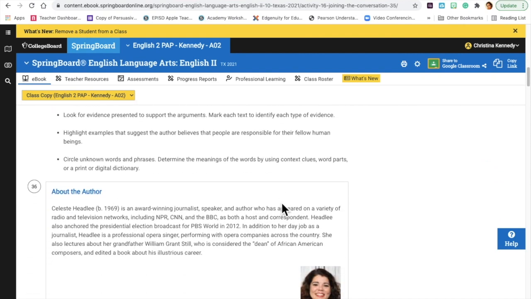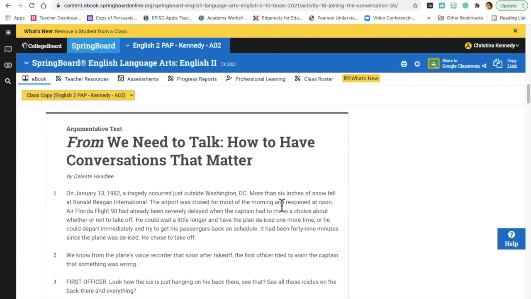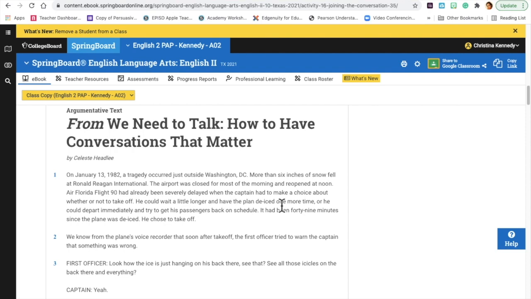So as we're reading about Celeste Headlee, we're going to be marking the text like we always do, looking for interesting things and her evidence as well. This time around, see if you can identify each type of evidence. I'll let you go ahead and read that. And here's her text. Go ahead and pause the video and read the text, please.